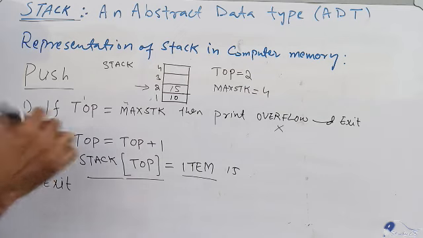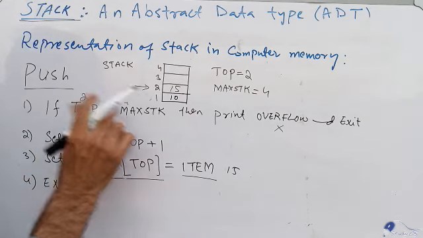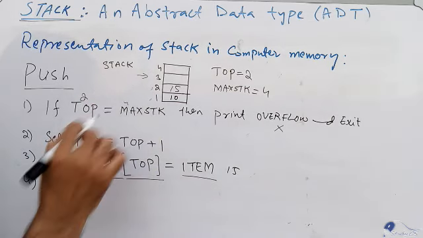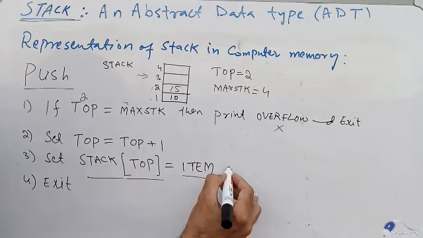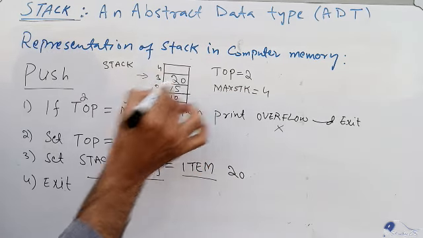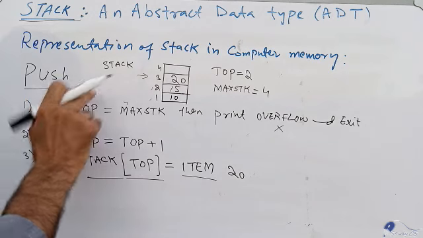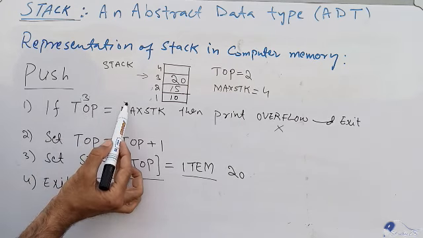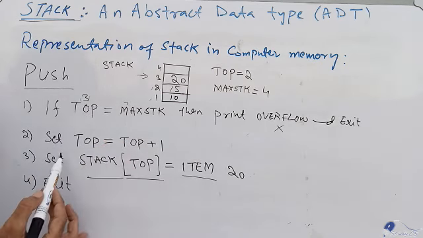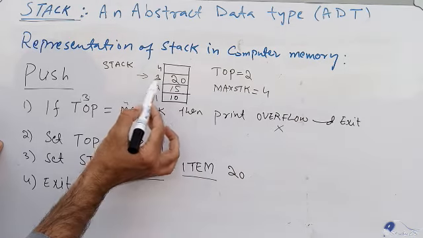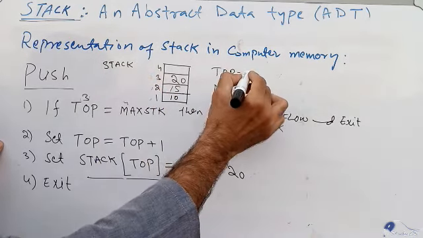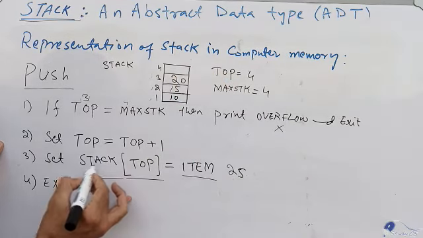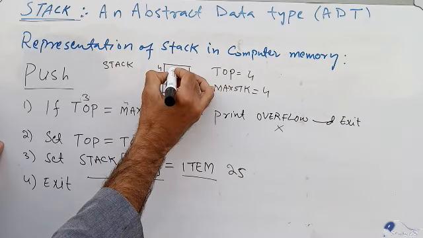Similarly again, 2 is not equal to 4, so we can add another item. Top will become 3 and the third item, suppose this is 20, will be stored at index 3. After that, if you want to add another item, is 3 equal to 4? No, 3 is not equal to 4, so again this condition is false. So top equals top plus 1, 3 plus 1, now top becomes 4 and our fourth element, suppose this is 25, will be stored at the fourth index of the stack.